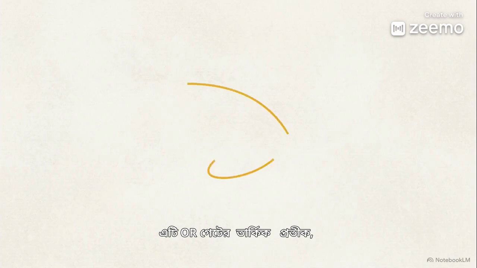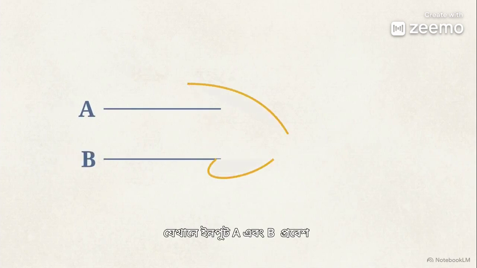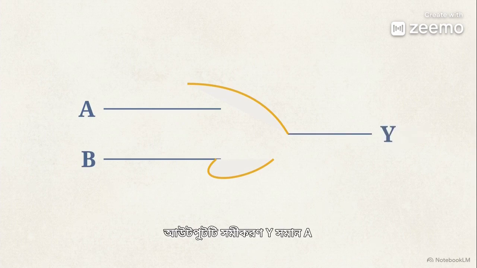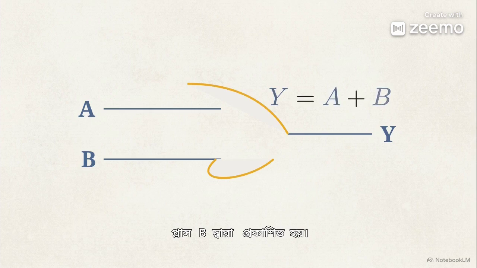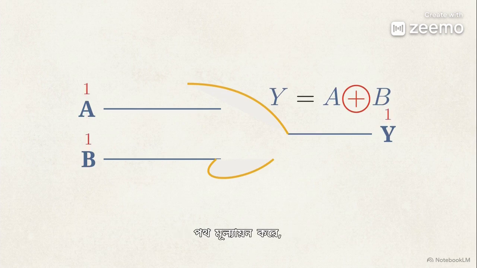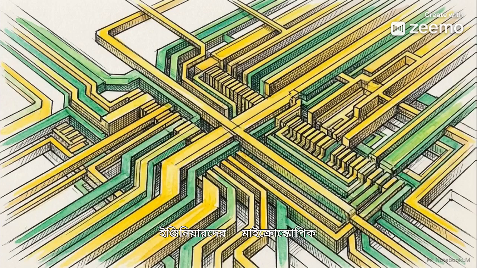This is the logic symbol for the OR gate, defined by its curved back where inputs A and B enter. The output is expressed by the equation Y equals A plus B. The plus sign denotes the logical OR operation, evaluating pathways, not arithmetic. This symbol and equation allow engineers to fit millions of either-or pathways onto microscopic silicon chips.